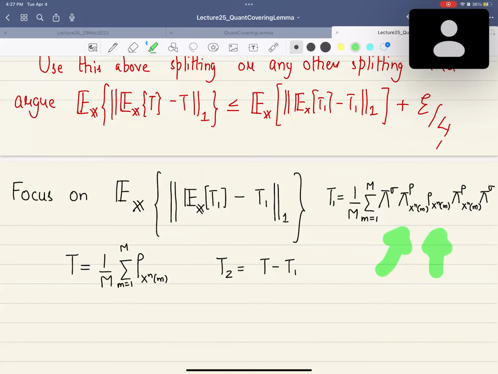I was asking that normally the expectation of a random value is some number. But in this case, it's also going to be an operator. Yeah, correct.